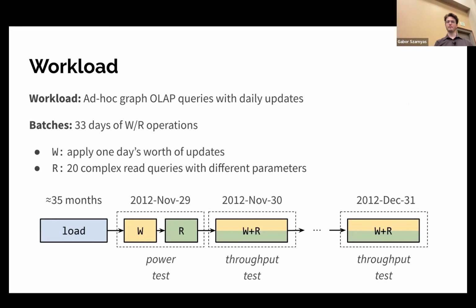The workload looks as follows. We have ad hoc graph OLAP queries, meaning that they have to be formulated in some sort of domain-specific language, because that's a realistic scenario for data scientists to use. We have batches of write and read operations. We first load the initial bulk set of the data, then do a power test, which is a sequential execution of the reads. And then for the rest of the time, we simulate as if this system would do a daily analytical cycle where the updates are loaded and the queries are executed. We have 20 complex read queries with different parameters. We'll talk about that in a moment.